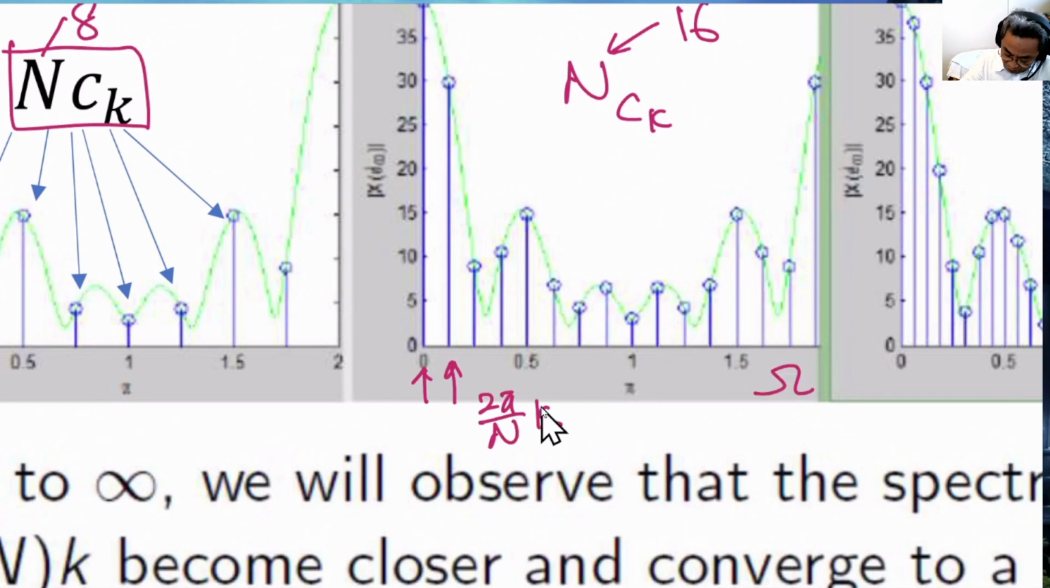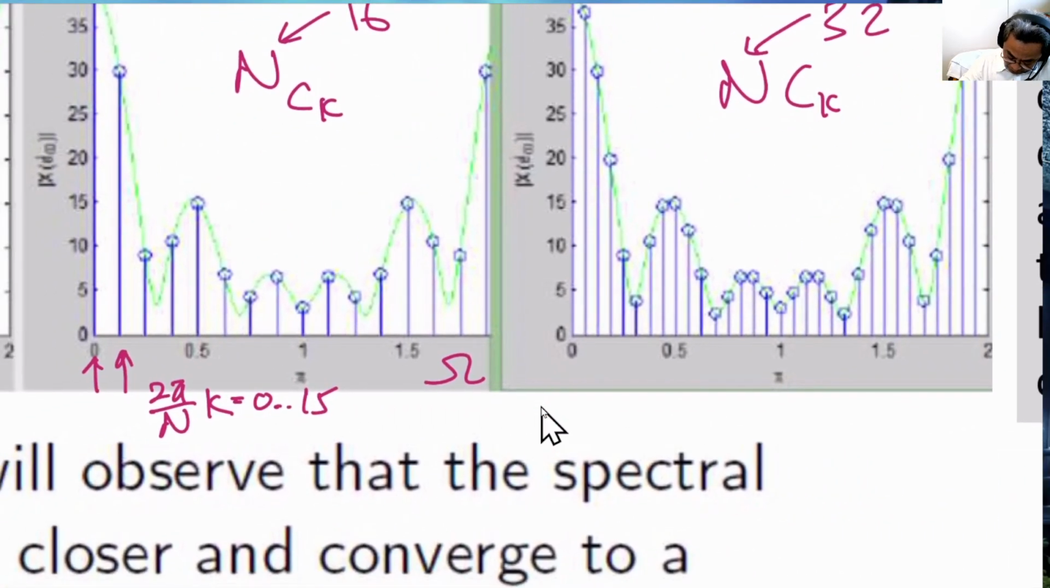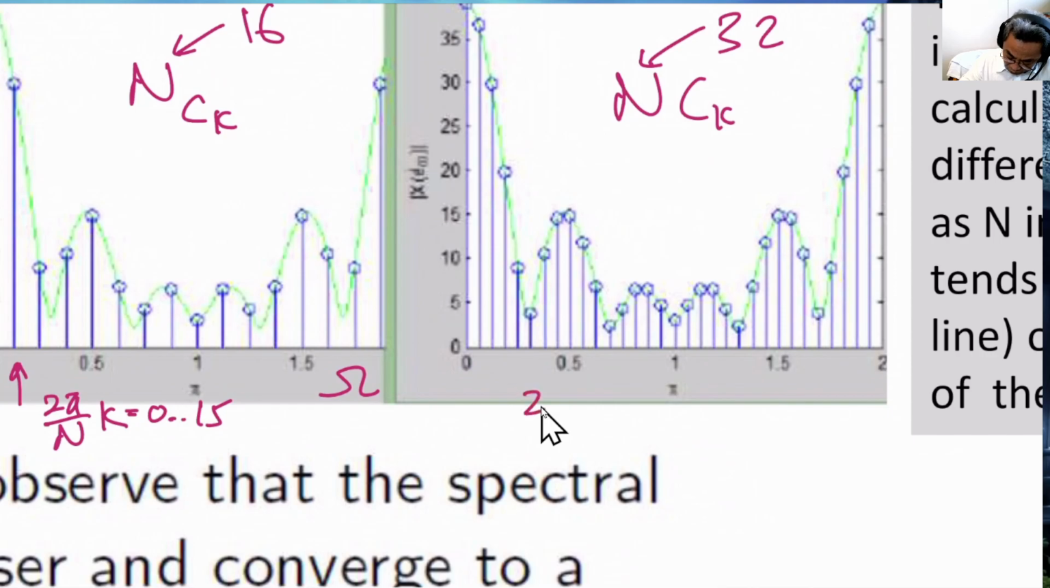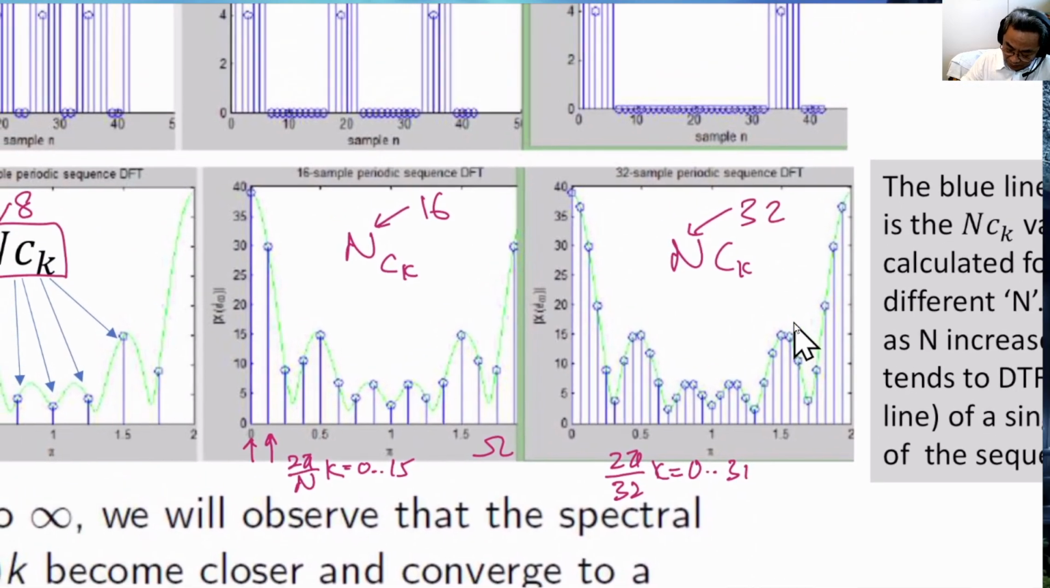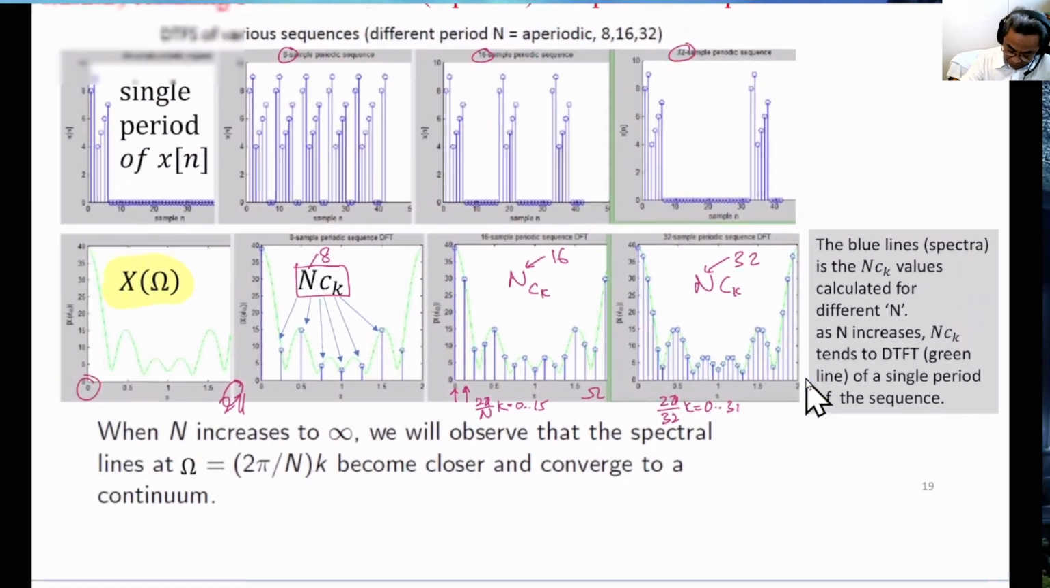Okay, so therefore in this example, k equals 0 to 15, and here the next example is 2 pi over 32 times k, with k equals 0 to 31. And so you see actually more and more lines here. But these more and more lines, when we multiply N by c_k, is actually this blue line. And of course, when N goes to infinity, it becomes the green line, which is the continuous function.